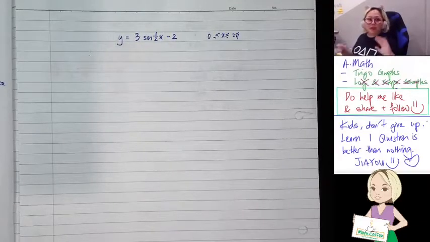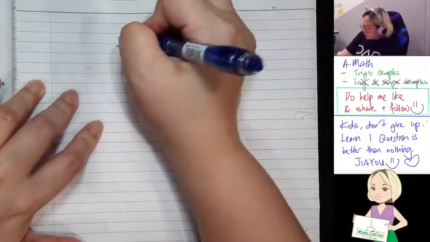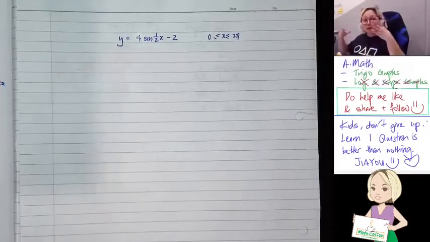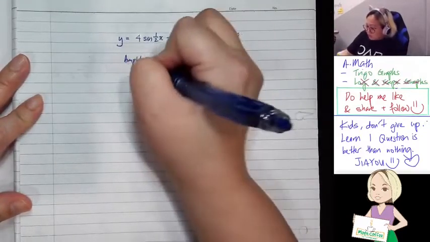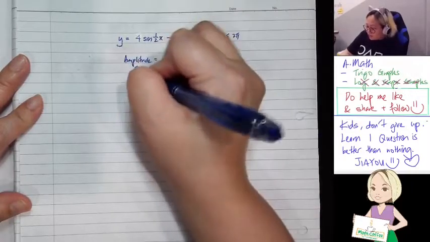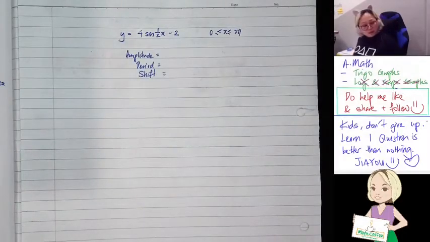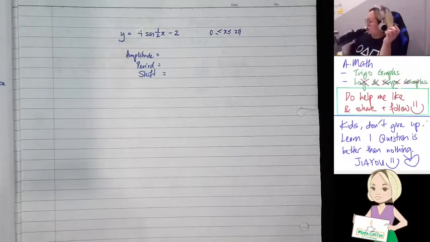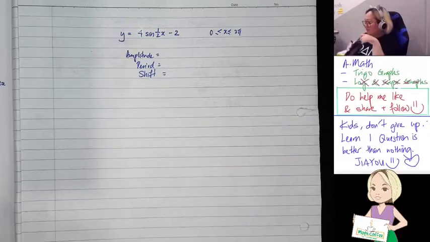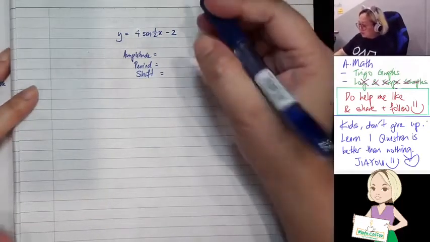Sine graph. The shift changes, the amplitude is still 3. Maybe I change the amplitude a bit. Let's change it to 4. So let's find out the information first. First, amplitude. Can someone tell me what's the amplitude? What is the period? And what is the shift? Okay, amplitude is 4. Good.